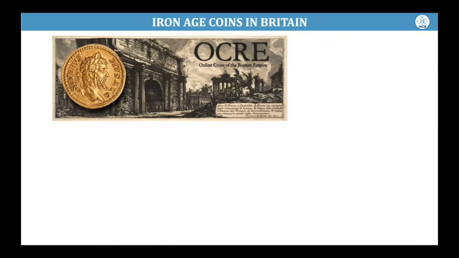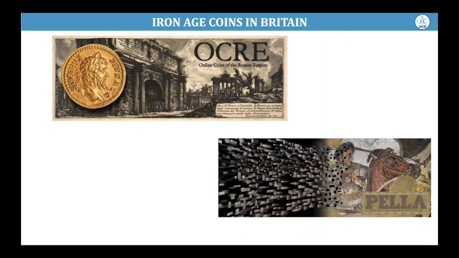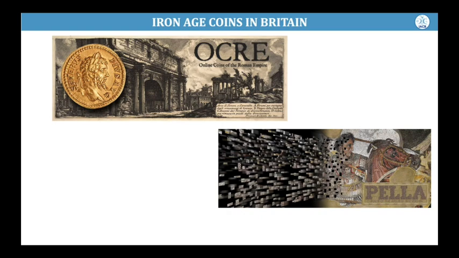The IACB joins a group of 10 other coin typology websites which use the Numisma identifiers to link coin collections across the globe. These include Online Coins of the Roman Empire, which contains over 43,000 types of Roman imperial coinage from Augustus in 31 BC until AD 491. It also includes Pella, which contains over 20,000 examples of the coinage of Macedonian kings.